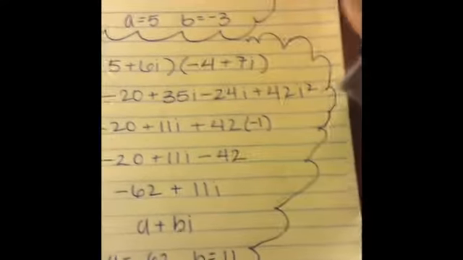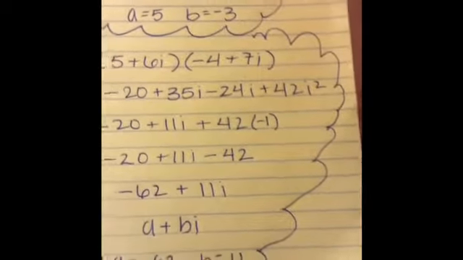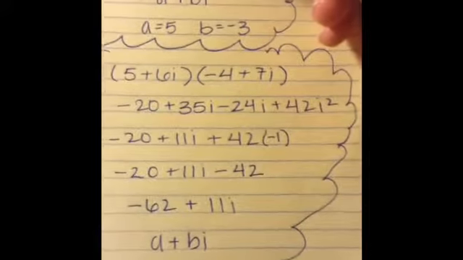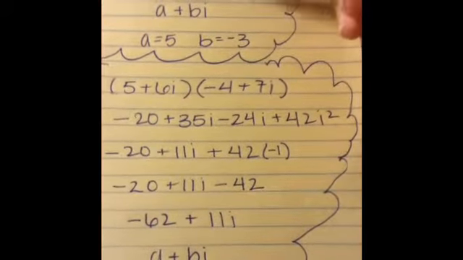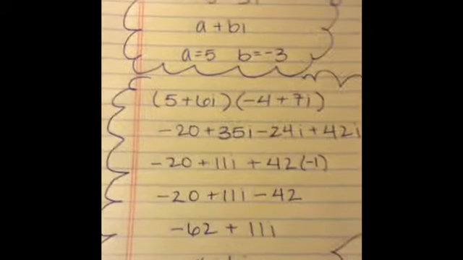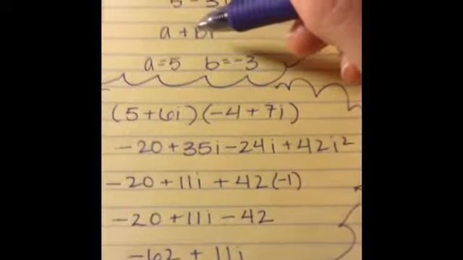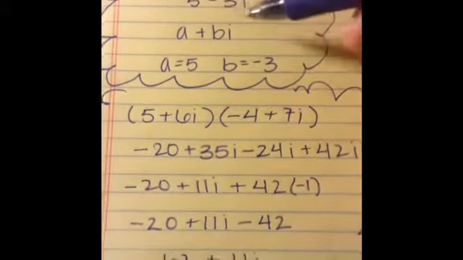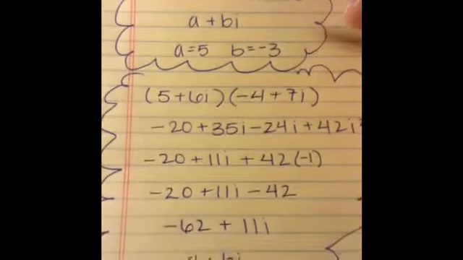So then after that, we can add up like terms. Negative 2 plus 7 would become 5, and positive 3i minus 6i would become negative 3i. And this is a complex number in standard form. So the equation is a plus bi, where a equals 5 and b equals negative 3.